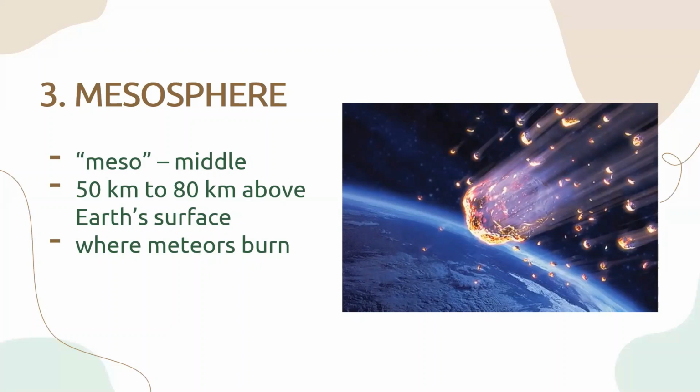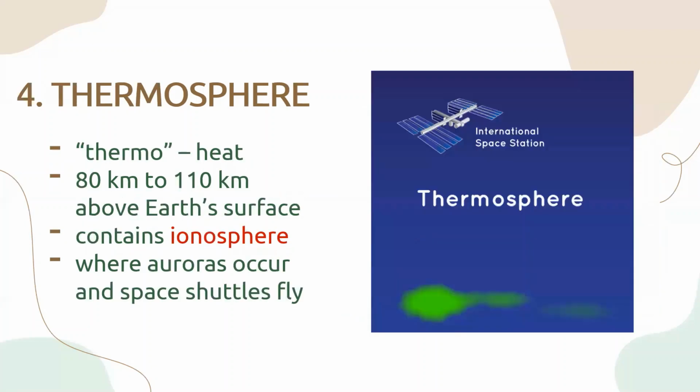This thin, cold layer of air adds friction to meteoroids, which become meteors, producing a burning tail and seen as shooting stars. The fourth layer is the thermosphere. Thermo means heat. It is between 80 kilometers and 110 kilometers above the Earth. Here, we can find another layer, the ionosphere. We can also find auroras and space shuttles.